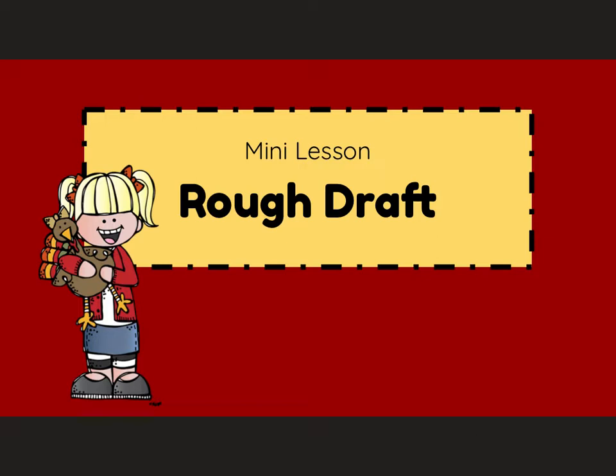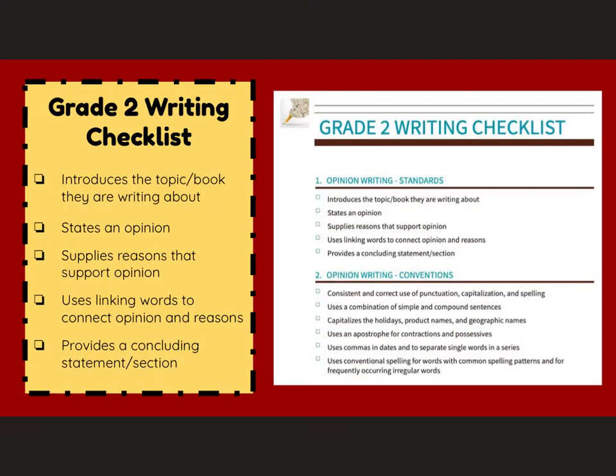This week we are doing our very first opinion paragraph, and today we are working on the rough draft. So let's review. The important things we need to do are to introduce the topic in the book that we're writing about. This week you are writing about ham and turkey, so you'll need to introduce that and let the reader know that's what we're discussing.